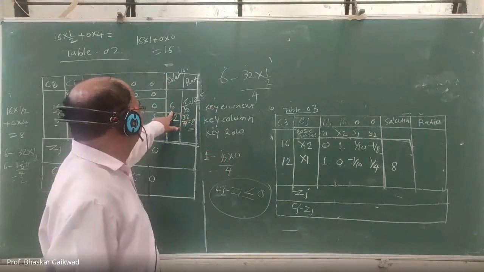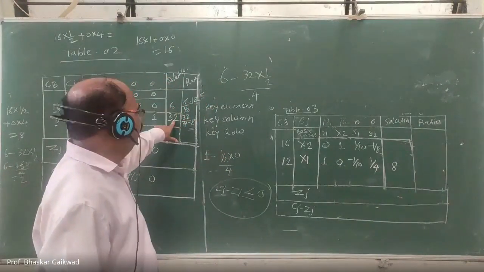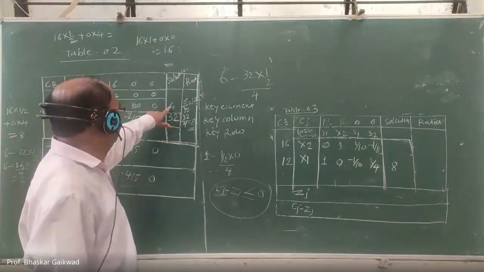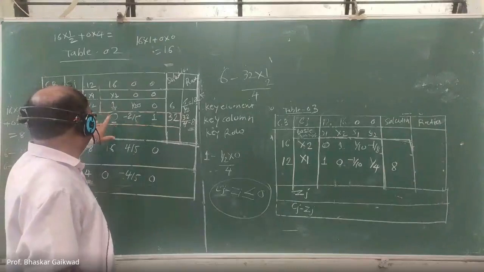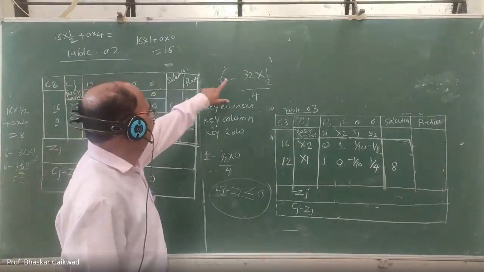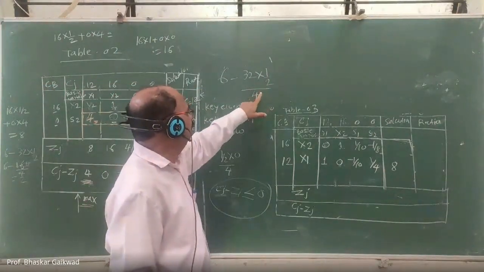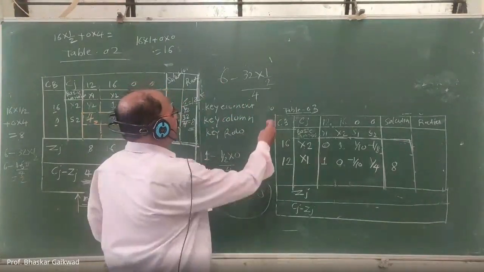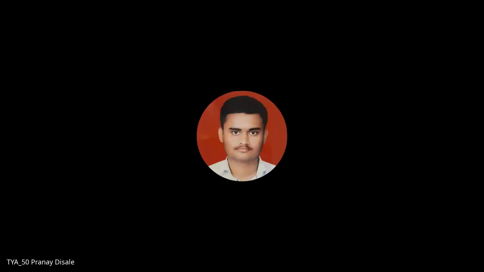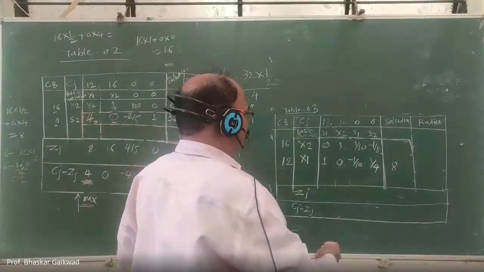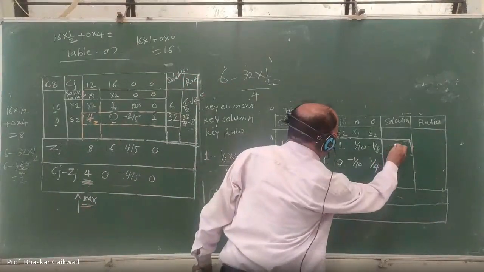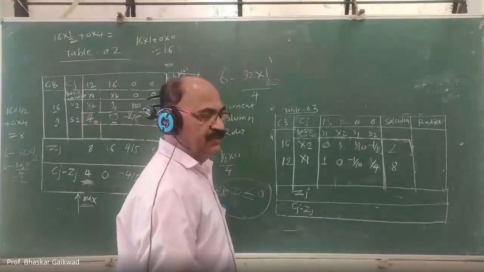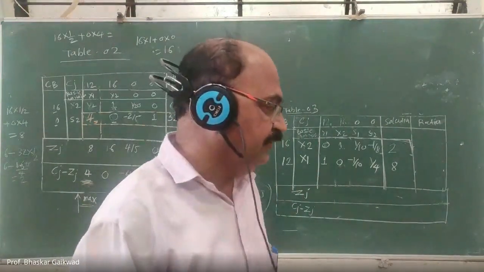Corresponding 32, row 2. 1 by 2 divided by the element. 32 into 1 by 2 divided by 2. How much is it? It is 2. Okay. So up to here it is clear.